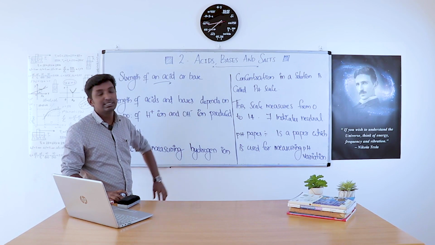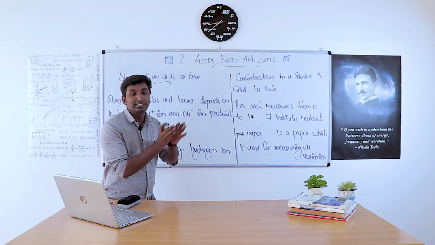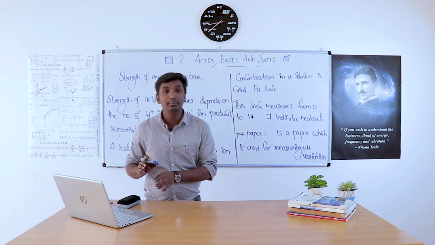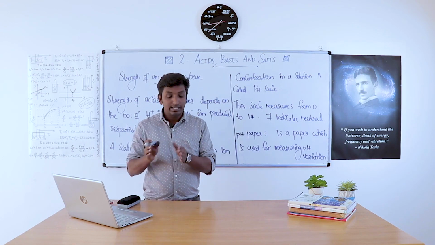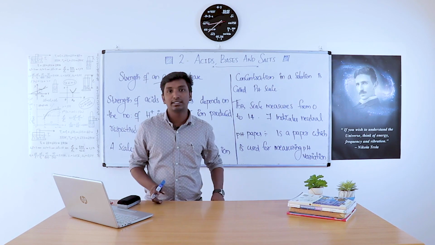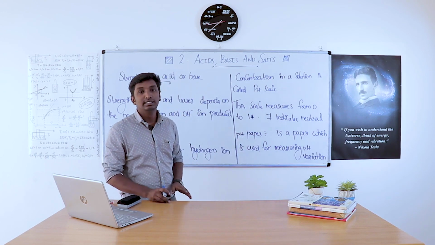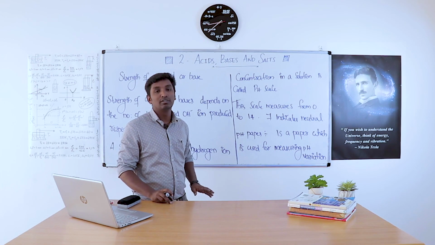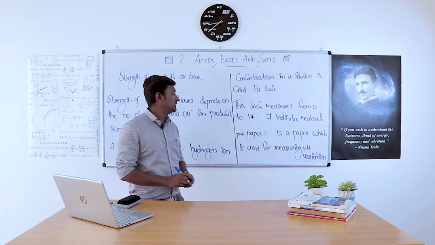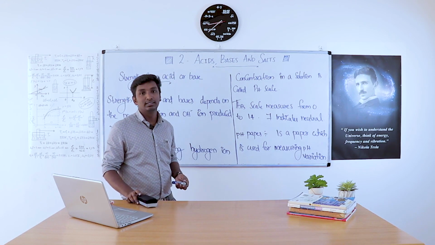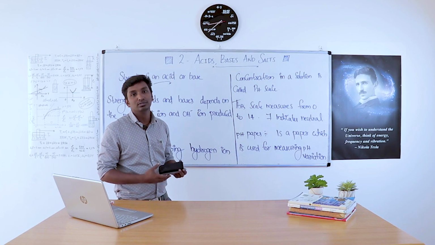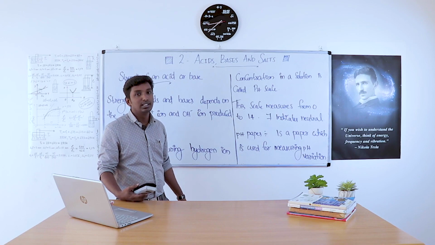The importance of the pH scale is that the scale measures from 0 to 14. If it is 0, it means highly acidic, and 14 means highly basic. In between, 7 is neutral. So the pH of water, drinking water, is simply neutral. The value of pH of water is 7. Then pH paper is a paper which is used for measuring the variation of pH value. That's called pH paper. Clear?